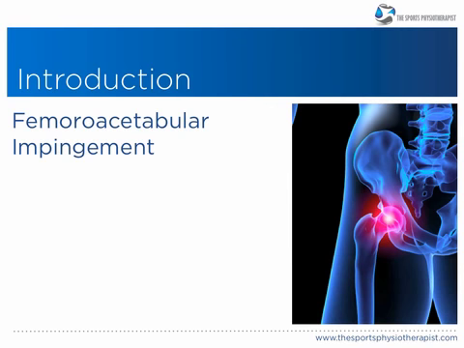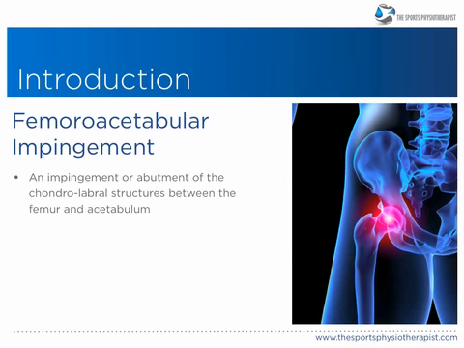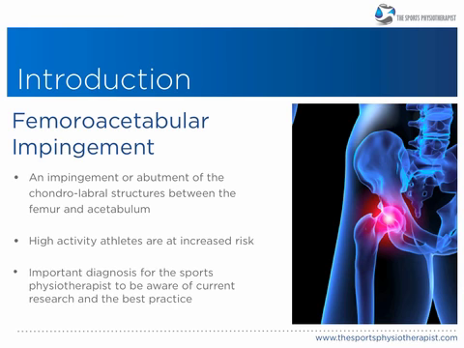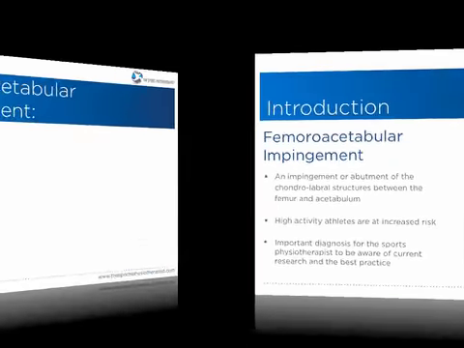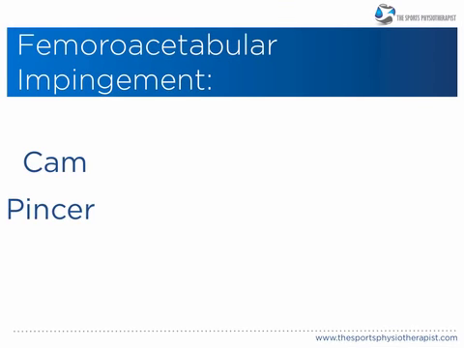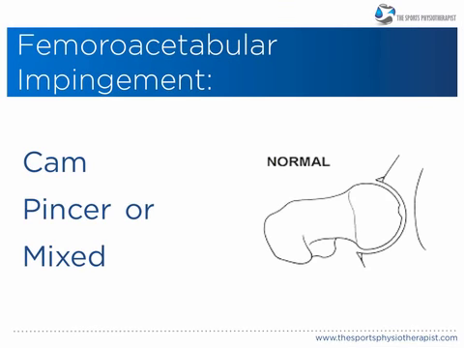Femoroacetabular impingement is an impingement or abutment of the chondrolabral structures between the femur and acetabulum. We know that high activity athletes are at increased risk, and therefore it is an important diagnosis for the sports physiotherapist to be aware of. There are three types of femoroacetabular impingement: cam, pincer, or mixed.